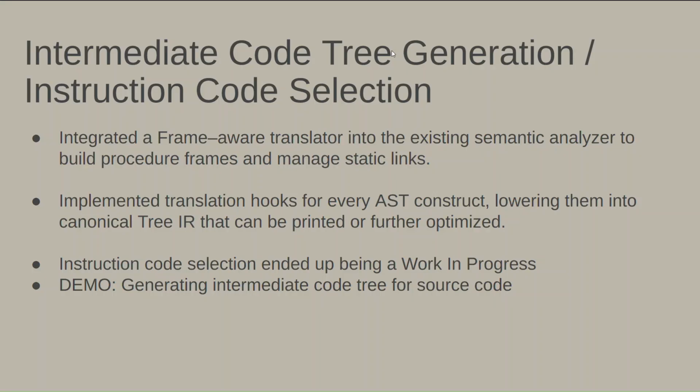All right, moving on to the intermediate code tree generation and instruction code selection section. So we integrated a frame-aware translator into the existing semantic analyzer in order to build procedure frames and manage static links. We also implemented all the transition hooks for every possible abstract tree node that we could run across during our semantic analysis, and we lowered them into the canonical tree intermediate representation so that they can be printed and further optimized. For our demo today, we will just be generating an intermediate code tree for a simple function definition using the included driver code that integrates the semantic analyzer with the translator.